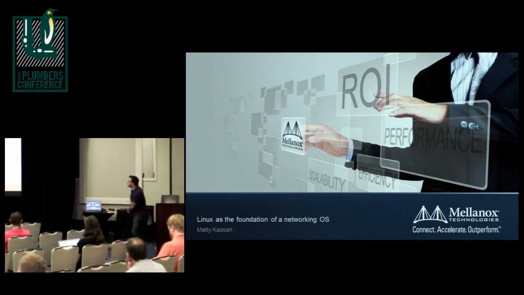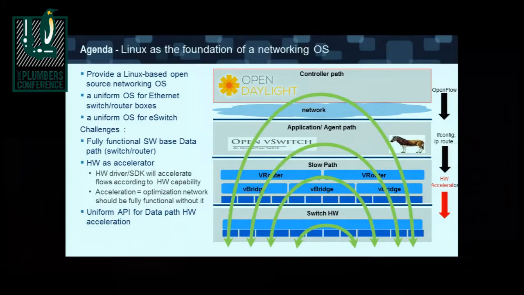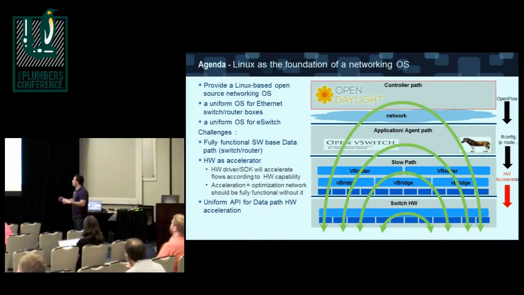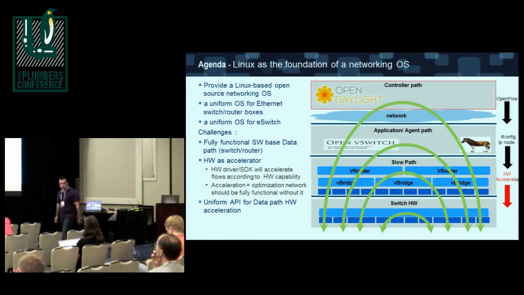So this session is correlated to the last one we had, and I'm going to talk about taking Linux and making it a networking OS in a way that we can use both in physical switches and routers, and in a hypervisor with an eSwitch within it. We are looking for a uniform way to model the networking part of the OS.